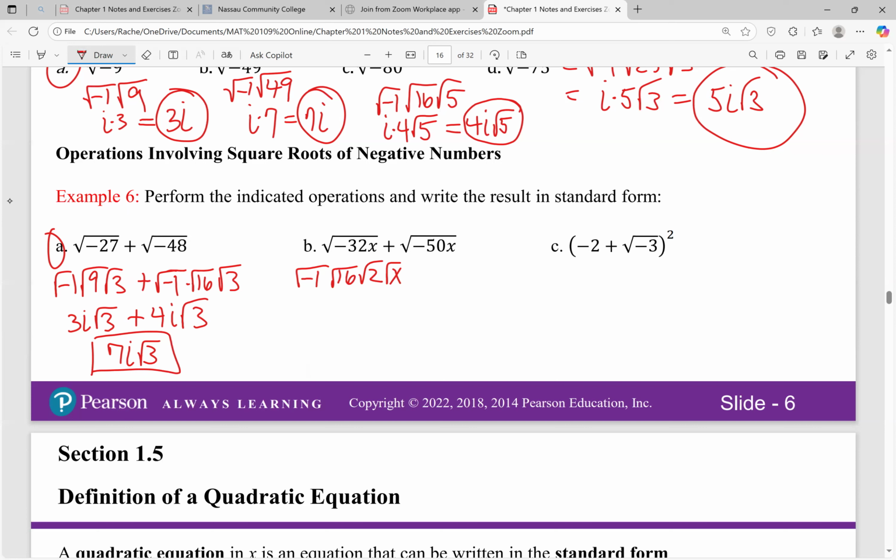And then plus, now from the -50x, let's factor out a square root of -1. The factors of 50 I'm going to use are 25 and 2, right? Because 25 is a perfect square. And then don't forget about the square root of x. So now let's simplify what we have on the left. Square root of -1 is i, square root of 16 is 4, right? So I'm going to get 4i and then times the square root of 2x.